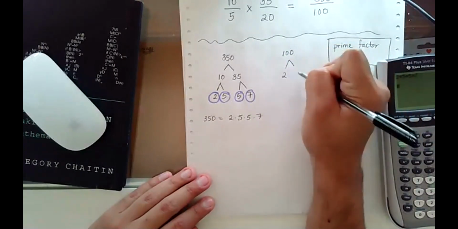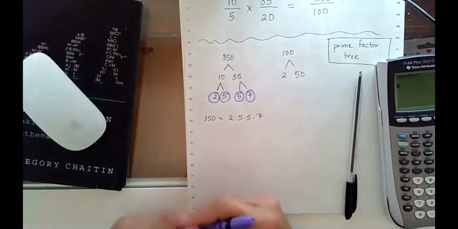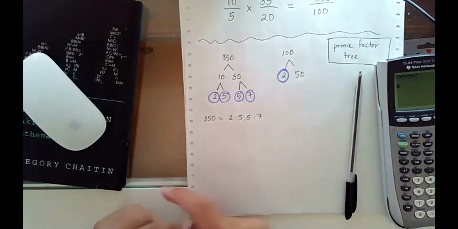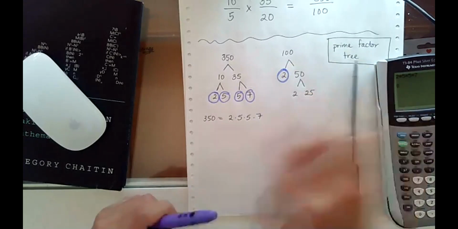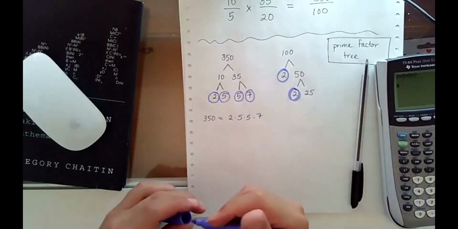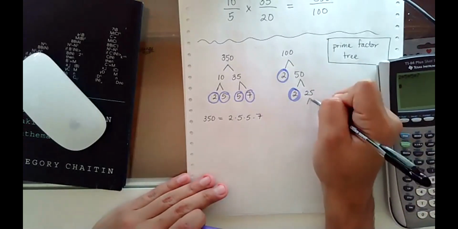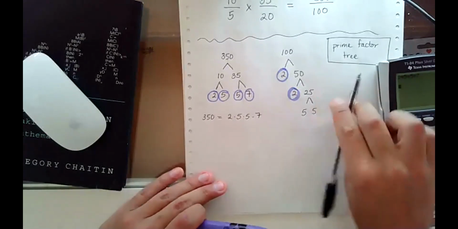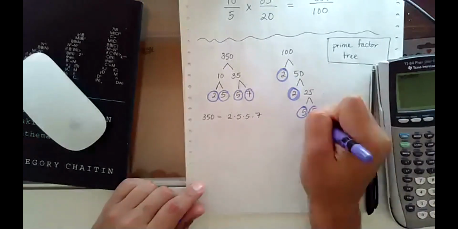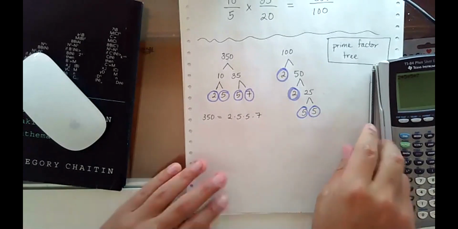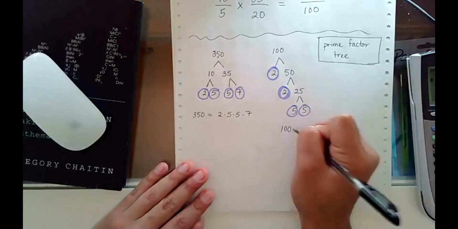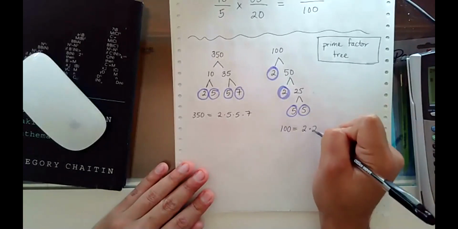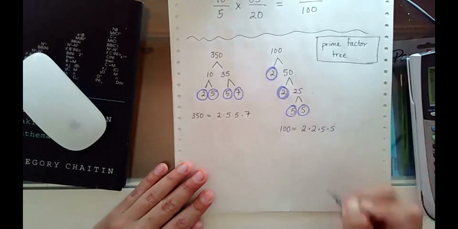So I'll just do 2 times 50, and then 2 is prime. I can do 2 and 25 here. 2 is prime. And then I can do 5 times 5 here, and both of those 5s are prime. So the prime factorization of 100 is equal to 2 times 2 times 5 times 5.